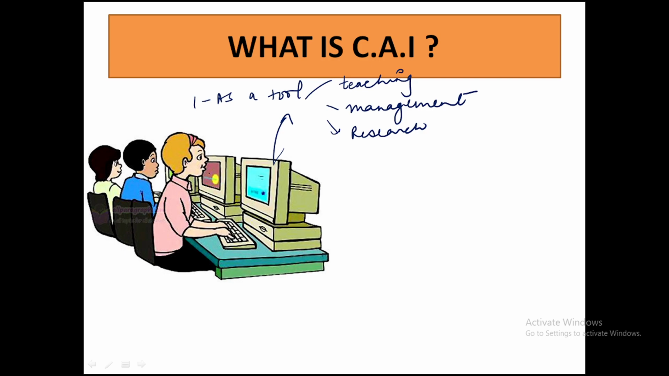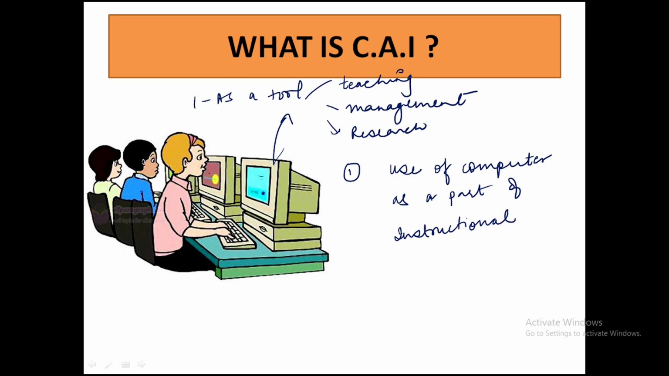So what is CAI? It can be defined as the use of computer as an integral part of the instructional system. The learner generally engages in two ways, one with computers via terminal. So it provides teaching to students in many ways. So CAI can be said to be the use of computer as a part of the instructional system.